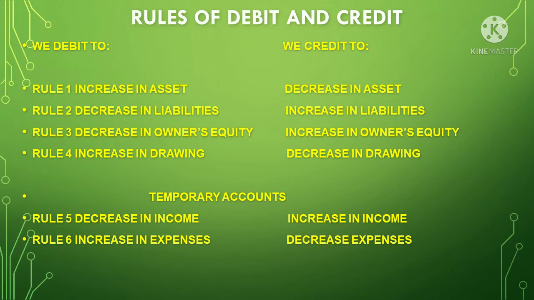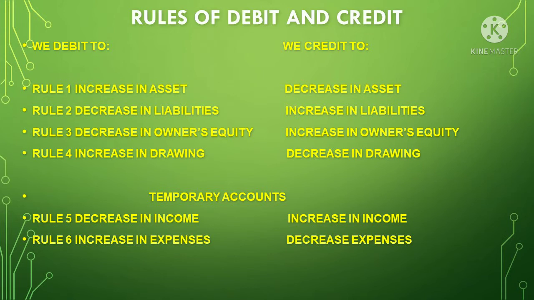Then, rule number 3: debit to decrease owner's equity. Remember, the normal balance side of owner's equity or capital is on the credit side. So it will increase if you make an entry on the credit side. Rule number 4: debit to increase drawing. Then credit decreases drawing. For temporary accounts, as I said, income or revenue and expenses are temporary accounts. Why? Because they are going to be closed at the end of the accounting period. So rule number 5: debit to decrease income. It means that if you debit income, remember that the normal balance of income is on the credit side, so it increases if you credit.